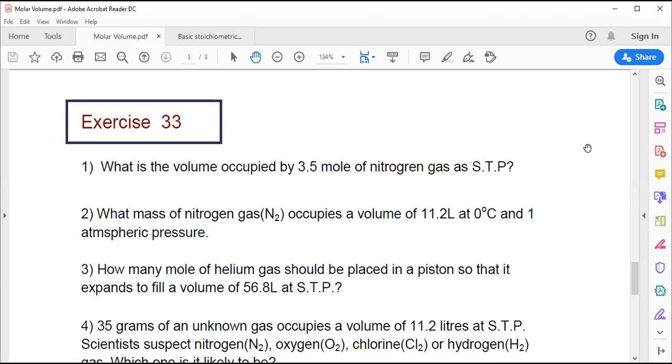Right, so it says, what is the volume occupied by 3.5 moles of nitrogen gas at STP?